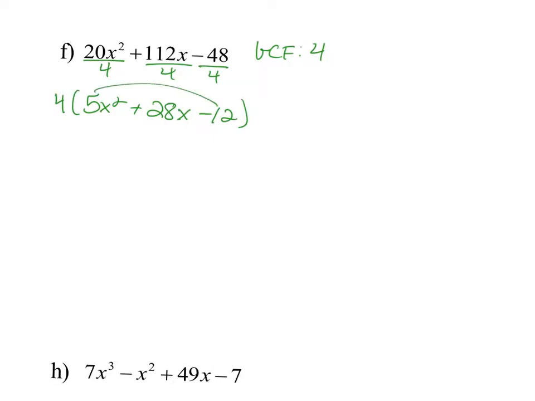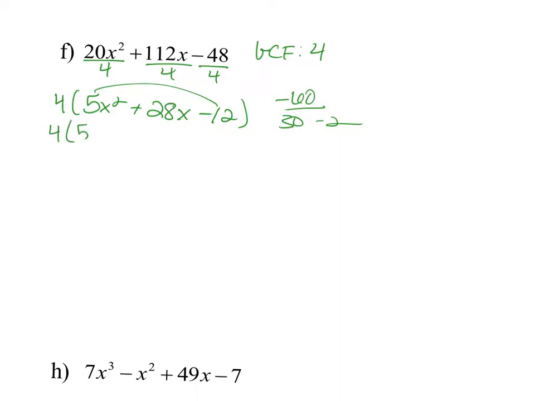Okay, I got another trinomial. When I multiply these together, I got negative 60. Now, this is a good time to use your y equals. 60 has a lot of factors. You're going to look for what adds up to a positive 28. And it's a positive 30 and a negative 2.